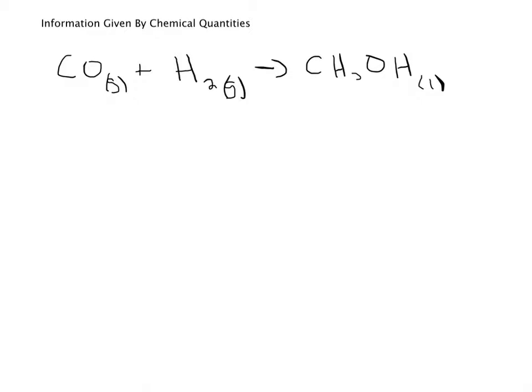Alright, so in this video we're going to take a more in-depth look at chemical equations. So here's the chemical equation for the production of methyl alcohol, which can be used in the production of antifreeze. It can also be used in jet fuel, so it has many purposes.